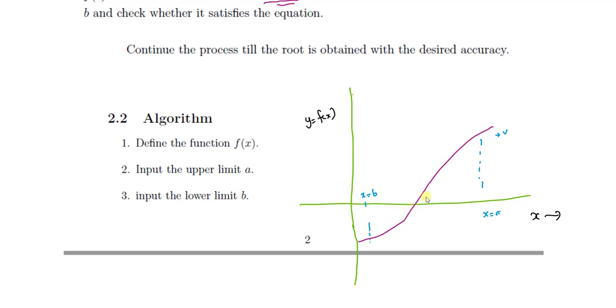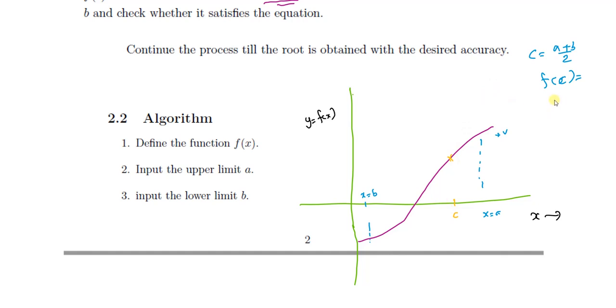We don't know the exact value of the solution, so we are taking an approximate solution. Say c is equal to a plus b by 2. Now find the value of f of c. If f of c is positive, this is c, and this is f of c. Then you can conclude that the solution is between b and c.